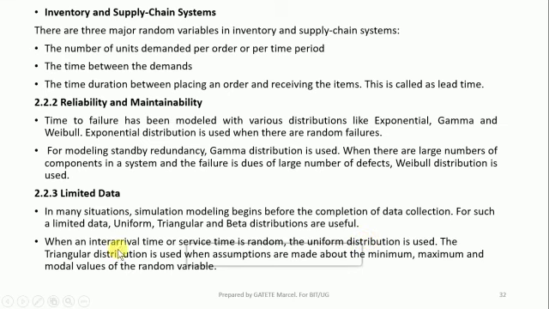But we are able to use a triangular distribution when assumptions are made about the minimum, maximum, and modal value for the random variable. It means that we use the triangular distribution when we have approximations. Approximation about what? We don't know exactly the value of the lowest and the highest value, or the mode. If we don't know them, or we have an approximation of such values, you can use a triangular distribution. So the triangular distribution is used for approximations.